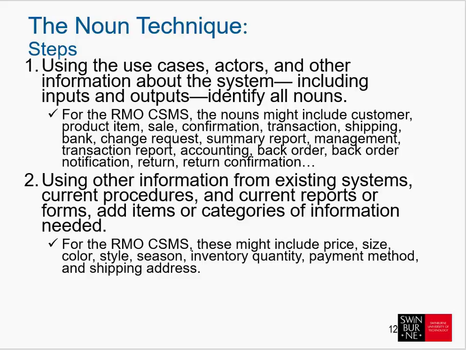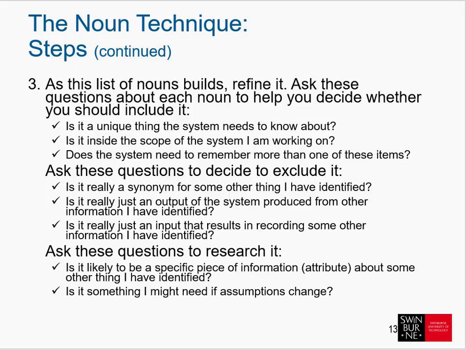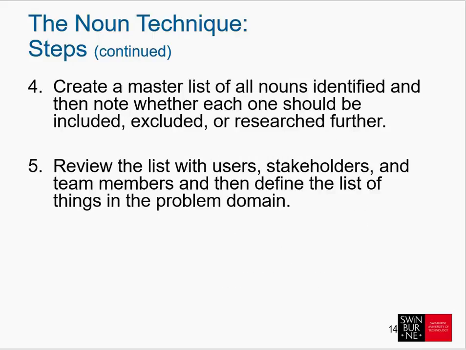Then in step number three, now when this list of nouns is built, as a business analyst we need to refine it. So ask some questions about each noun to help you decide whether you should include it, whether you should exclude it, or whether you should do some bit of research. So these are the questions that you should ask, whether to include, exclude, or research. Likewise, you can get some potential information regarding things.